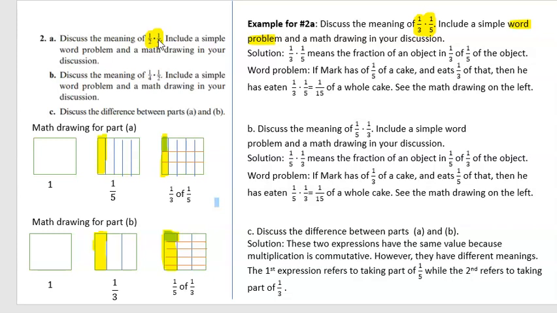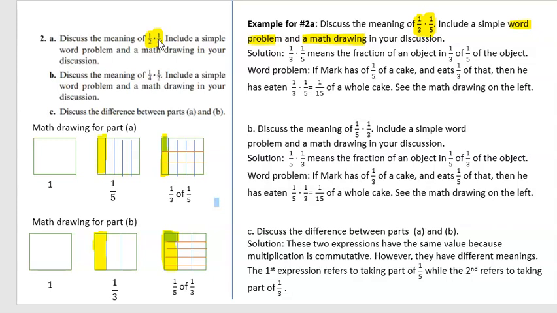Then we need to give a math drawing and explain why this problem can be solved by this multiplication and how to solve it. That's part A. So let's go ahead and just do that.